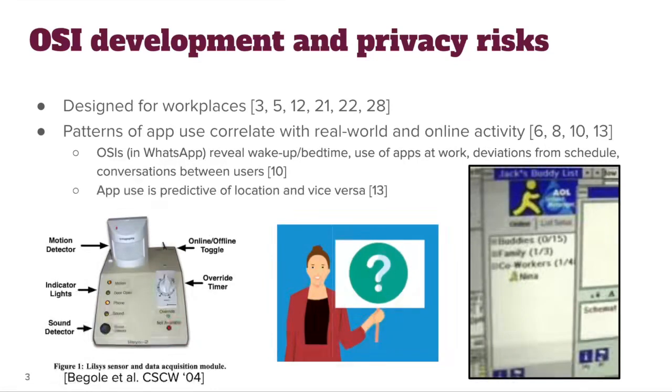Doe et al. found that which app you're using is predictive of your location and vice versa. So, although they weren't studying OSIs specifically, OSIs represent a feature that can broadcast the same type of information to other users, and there might be privacy risks that have the same type of information leakage.